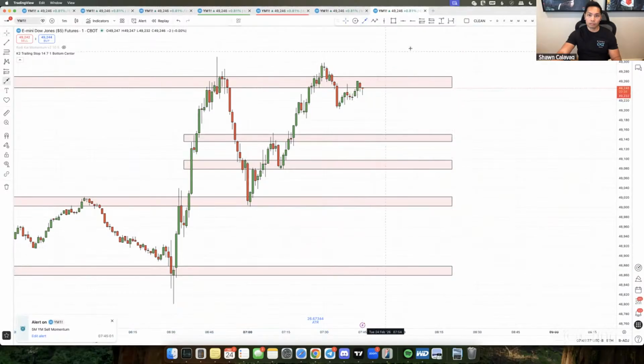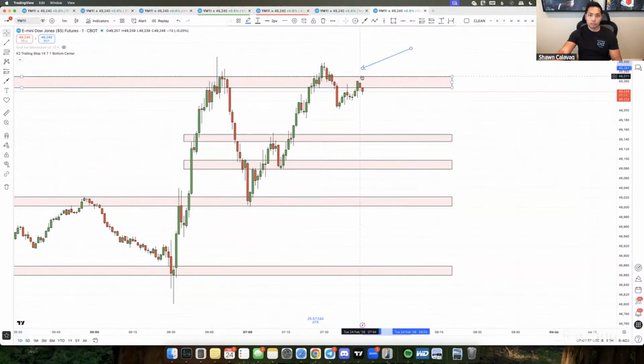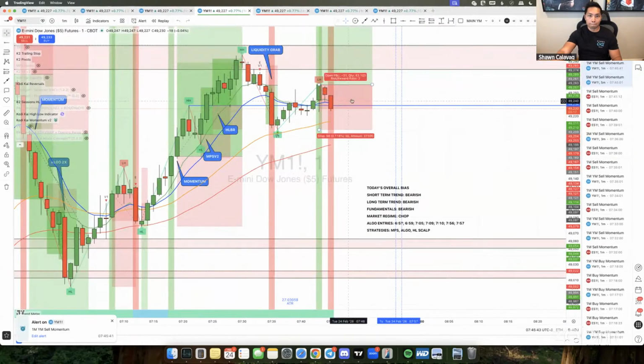Where it's sitting right here. Yeah, price is just sitting right here right now at this resistance point. I don't know if price is actually gonna break through here. We have a pending sell signal right there.